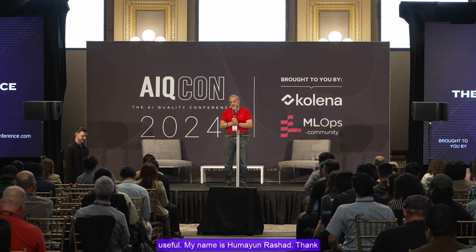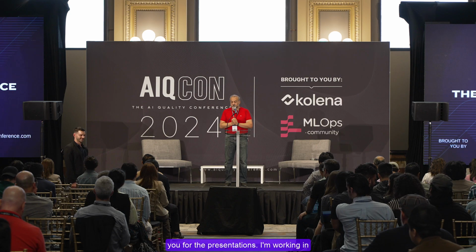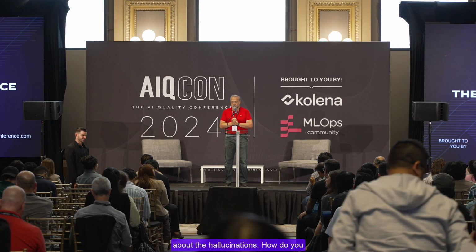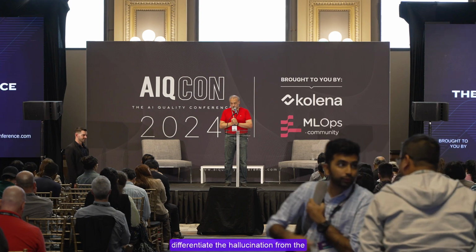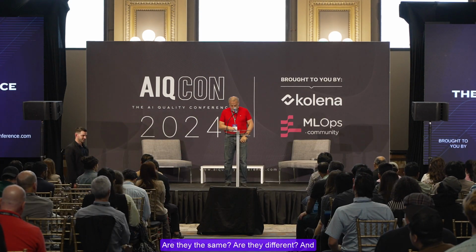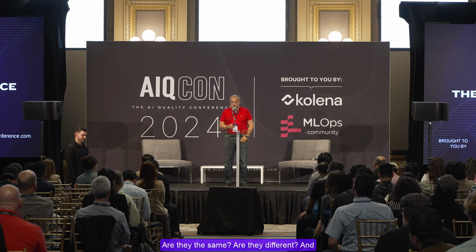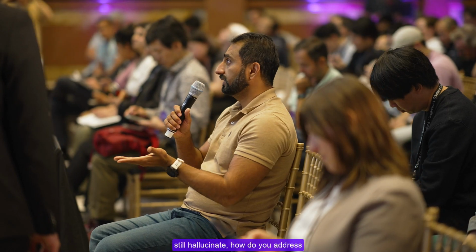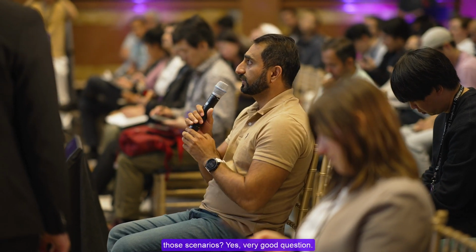My name is Humayun Rashad. Thank you for the presentations. I'm working in a startup company. So my question is about the hallucinations, how you differentiate the hallucination from the factuality or other accuracy method. Are they the same? Are they different? And if RAG is the only solution, but you see in your example that some people still hallucinate, how you address those scenarios? Yes, very good question.